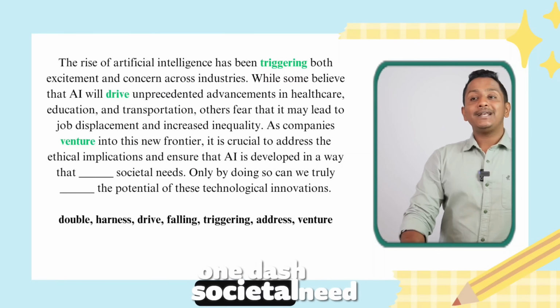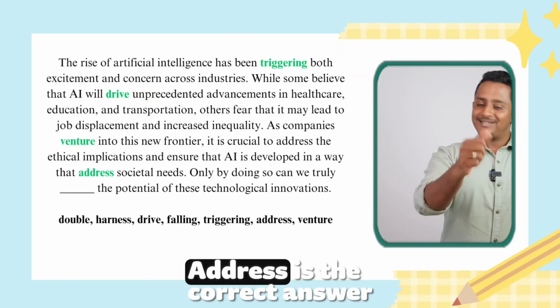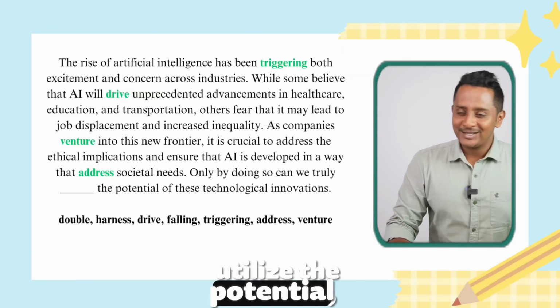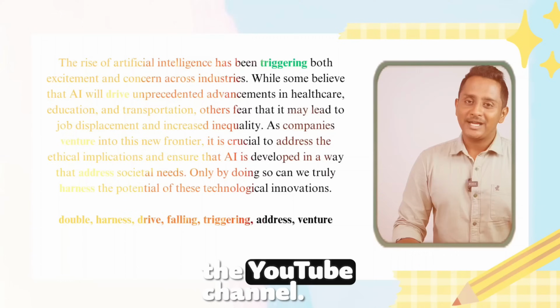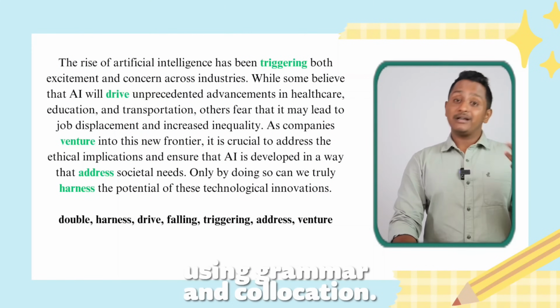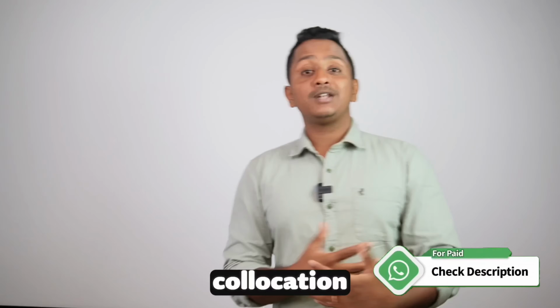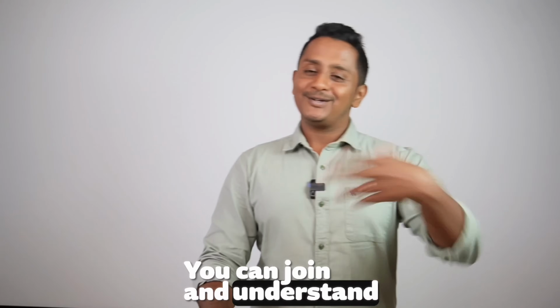The fourth one, dash societal need. You address the need. Address is the correct answer for the fourth one. The last one, dash the potential. Utilize the potential, harness the potential. So check out my other videos on the YouTube channel. You'll understand how to solve using grammar and collocation. If you want more information on it, you can join our course. Collocation itself, we have a 40-hour lecture in our online course. You can join and understand all the things.